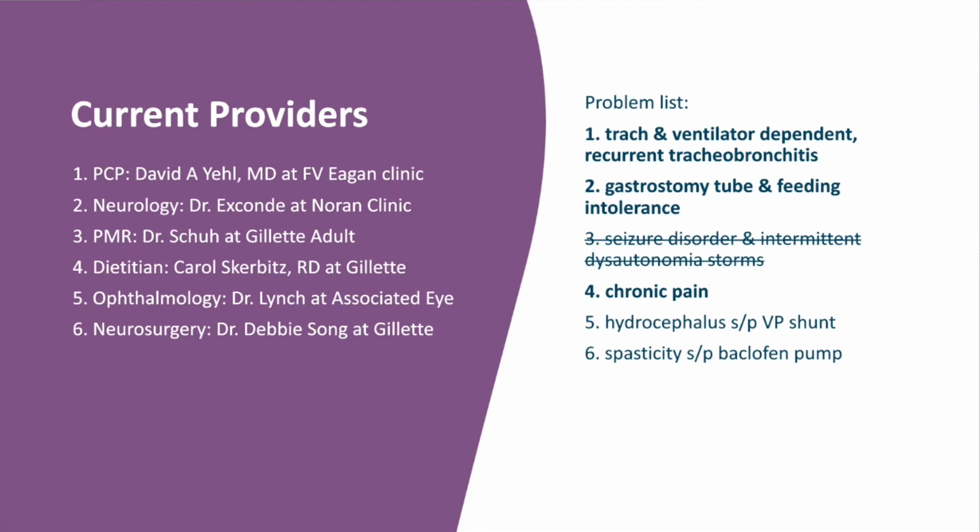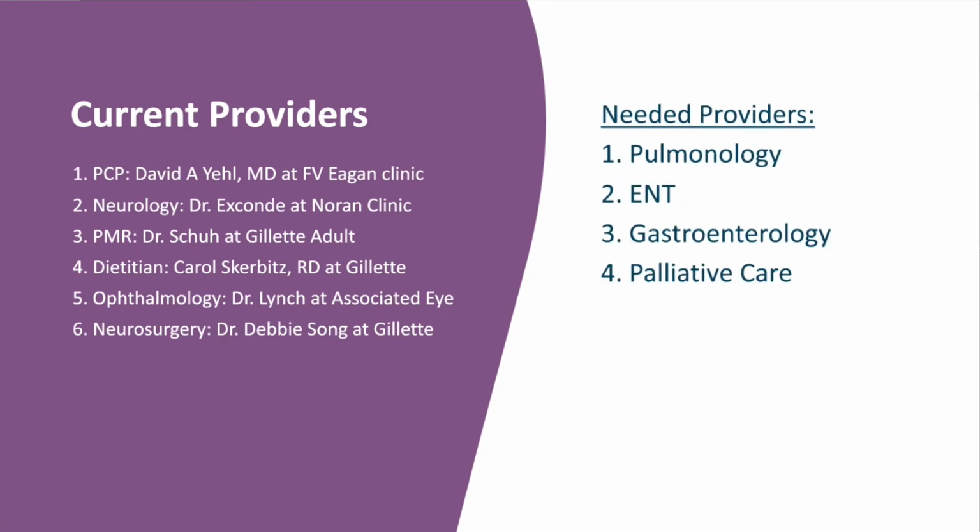So they really wanted a new palliative care doctor who could continue to think about his care from that perspective. He had hydrocephalus with the VP shunt, which Dr. Song was managing, and then the spasticity managed by Dr. Shu, and the baclofen pump managed by Dr. Song, should there be any surgical intervention. With that, I developed this problem list and identified those areas where we need to find someone. So I said, I think he needs a pulmonologist, ENT, gastroenterologist, and palliative care.